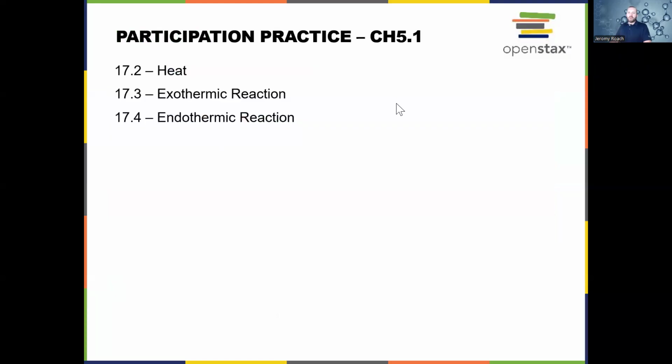All right, and here is the practice questions associated with this section.